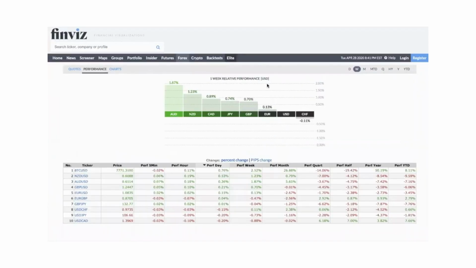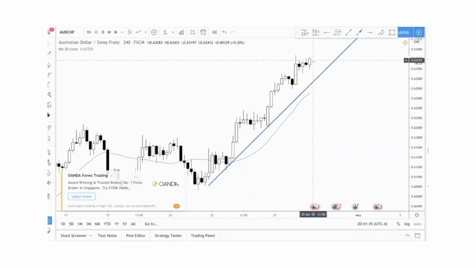So there's two ways to use it. Number one, you can follow the trend. In this case, Aussie franc, if you look at the charts, it's still, to me, a very nice uptrend. Based on my own trading strategy, I would still be looking to buy. I won't go for the counter trend approach.